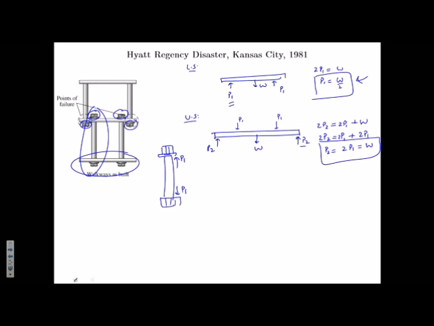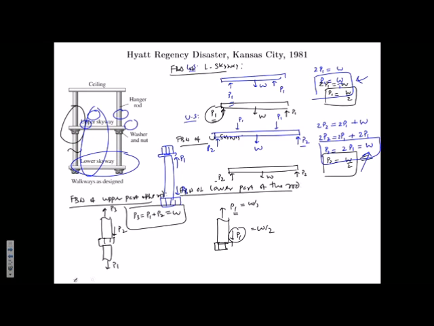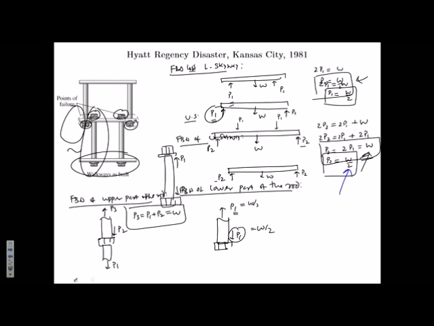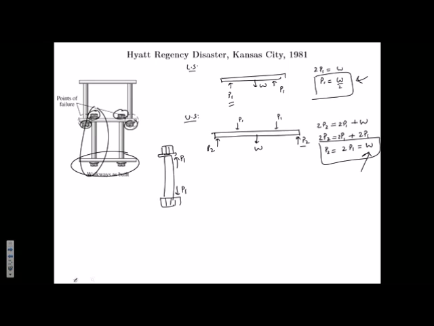Something has changed. Now the force on the outer nuts is W, right, while it was only W by 2 in the previous case. So by changing one rod design to a two rod design like this, essentially you have doubled the load on the outer nuts.